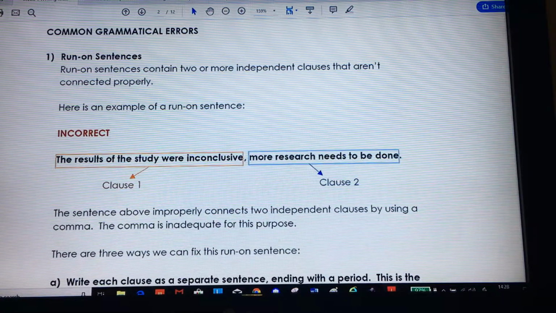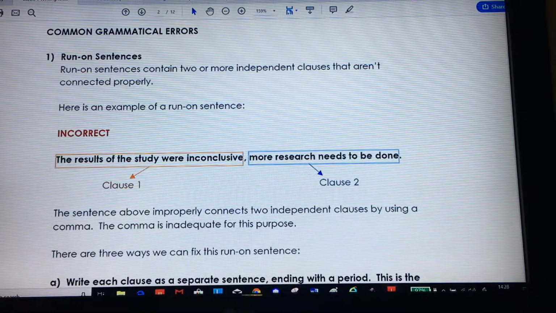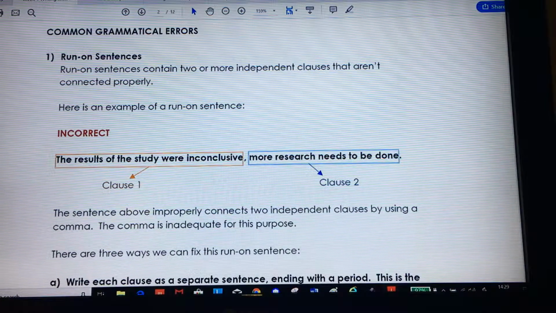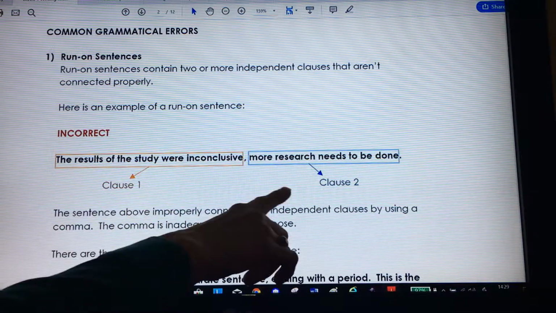So the definition of a run-on sentence is it is 2 or more independent clauses that aren't connected properly. And the expression run-on sentence, it's kind of like a marathon runner that doesn't know where the finish line is. It just keeps going and going and going. So with a run-on sentence, you want to be very clear about where the beginning of your sentence is, where the end of your sentence is, and if you have 2 different independent clauses, how to make sure that you're connecting them properly. So here's an example of an incorrect way of putting together 2 clauses.